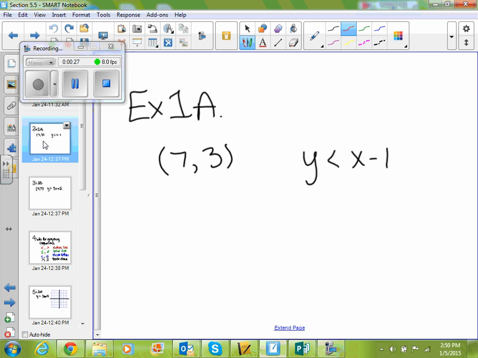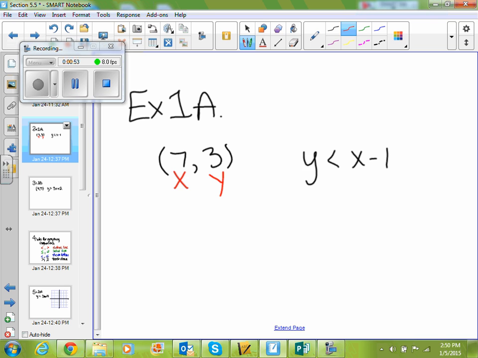Okay, so if I look at example 1a, I'm given the point 7,3, and the inequality y is less than x minus 1, and I need to test it and see if that point is true. So, is 7 my x or y value? X. Okay, remember your x value always comes first. That's review from last semester. Then what number is my y value? 3. Okay, so x is 7 and y is 3.